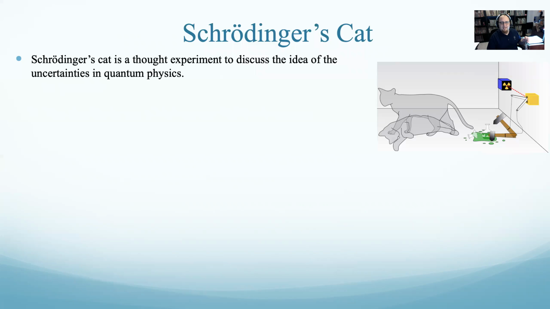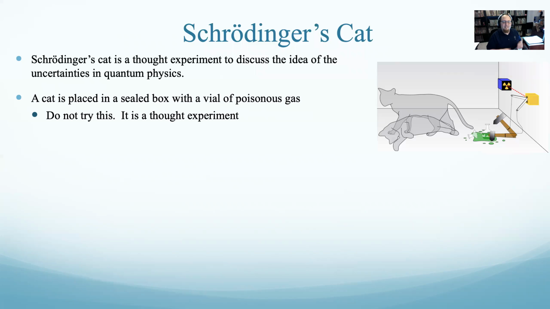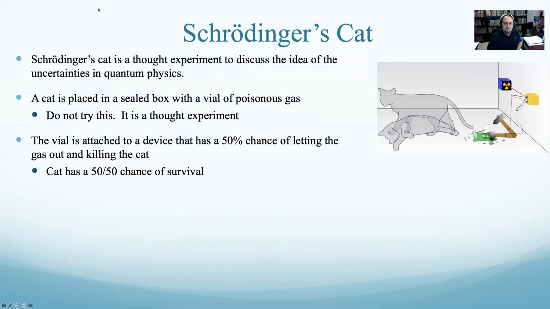Let's say you take a cat and you put the cat in a sealed box with a vial of poisonous gas. The vial is attached to a device that has a 50% chance of letting the gas out and killing the cat. And the box is not see-through. We're not worrying about the cat suffocating because there's no air holes, or starving to death because there's no food. It's not going to be in there that long. You put the cat in the box, you put in the vial. There's a 50-50 chance the cat dies.